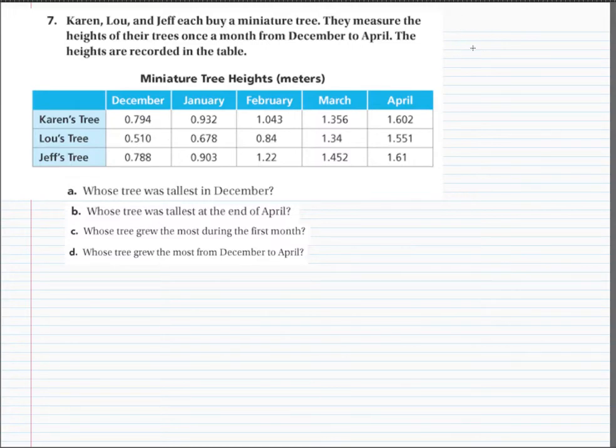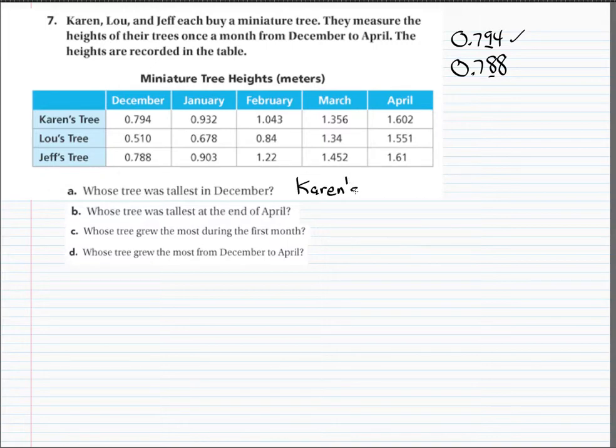So if I look at Karen's numbers here, I have 794 thousandths, and Jeff's is 788 thousandths. When I'm comparing decimals, I have to go until I find two numbers that are different. The zeros don't help me out at all. The sevens don't help me out at all because they're the same. I look to the next number, I have a 9 and an 8. Obviously the 9 is greater, so this number is greater. So whose tree was the tallest in December? That would be Karen's tree.